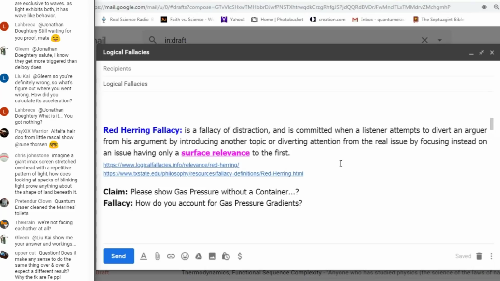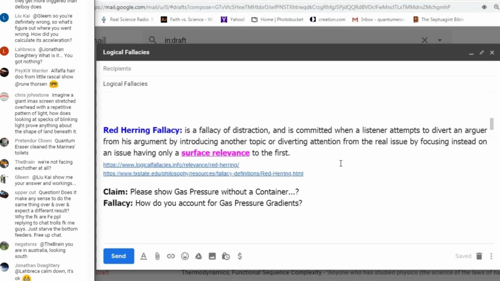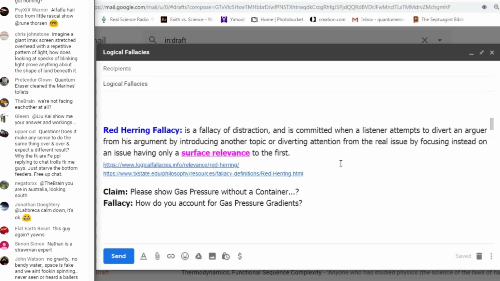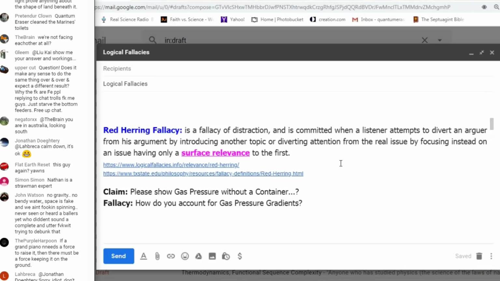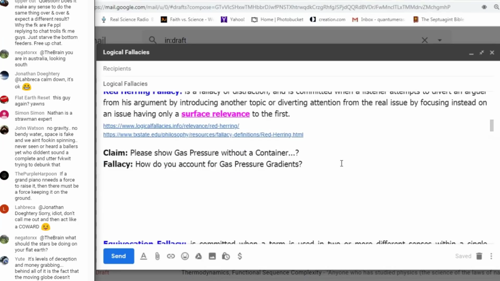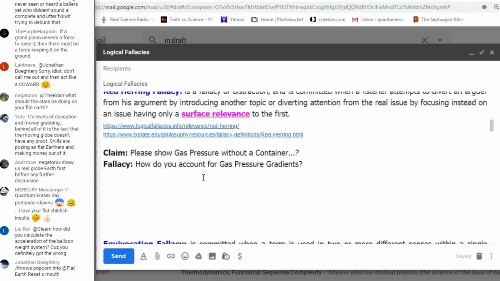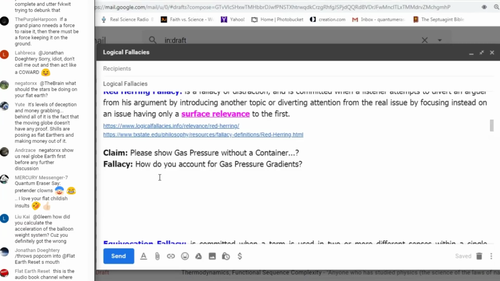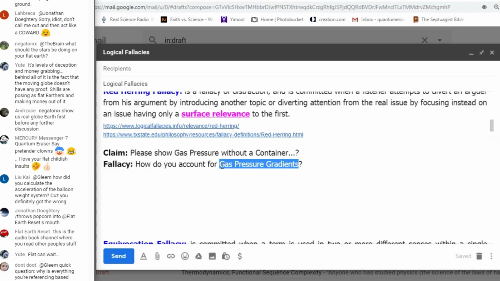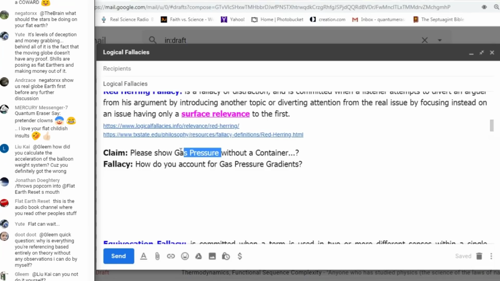These can be really subtle. You could just, wholesale bring another topic in, right? And that's easy to tell. But the surface relevance part, these can be very subtle and could fool a lot of people very easily. The most obvious one, and like I said, it's most recent, the claim, please show gas pressure without a container. Well, the fallacy is, how do you account for gas pressure gradients? You see how this has surface relevance to the actual argument?